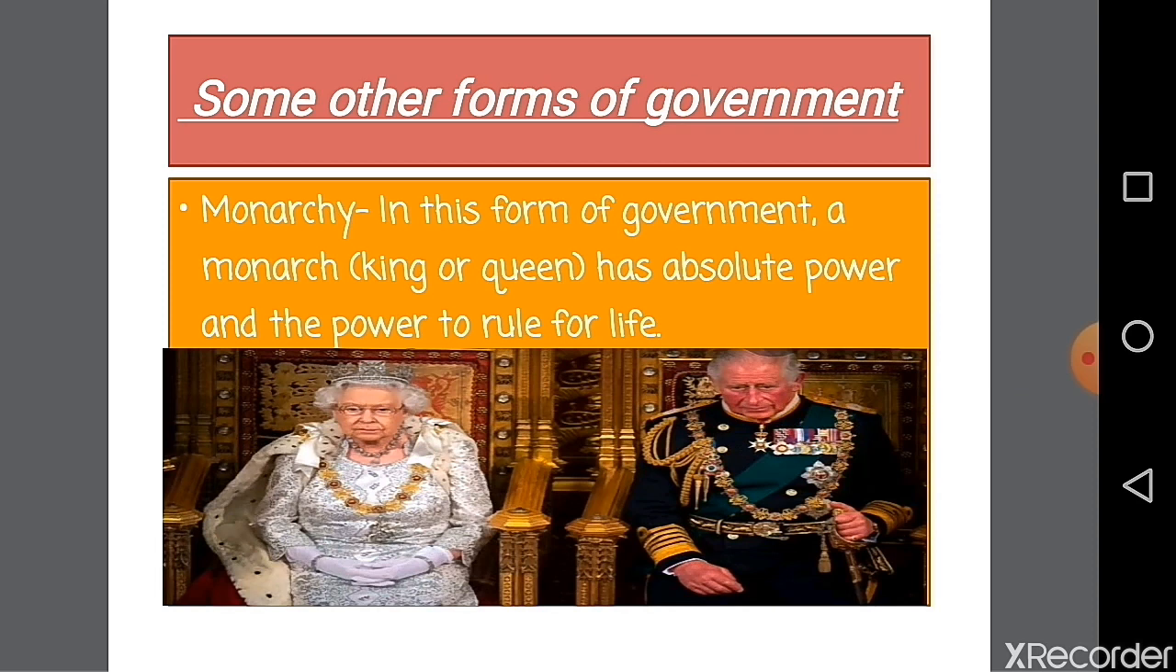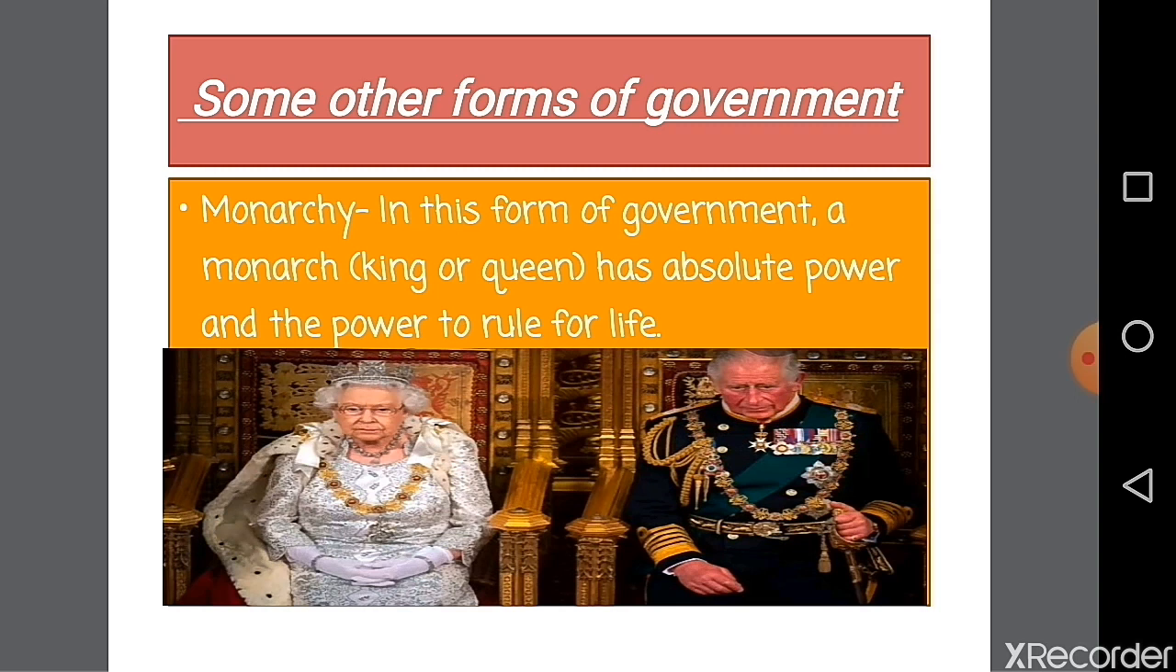So, what is monarchy? The form of government in which king or queen has absolute power and the power to rule for life. Why is that? Nobody lives forever. But this form of government is hereditary. That means it passes from father to their eldest son, and then from that son to their son. It passes on. So that's why I have written here the power to rule for life.